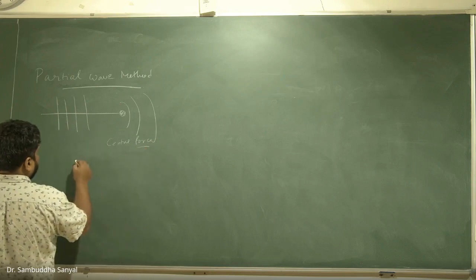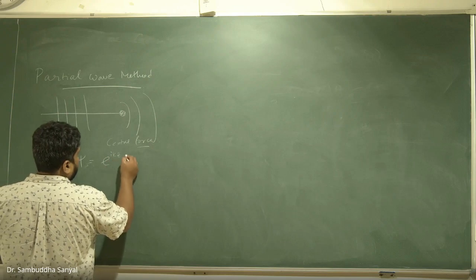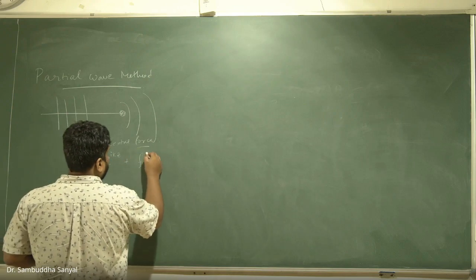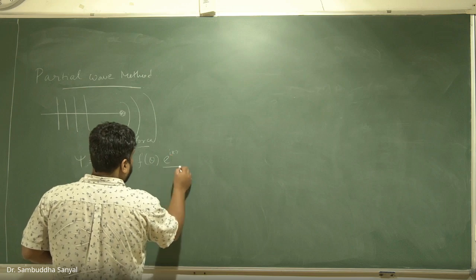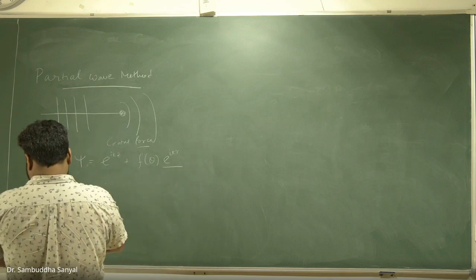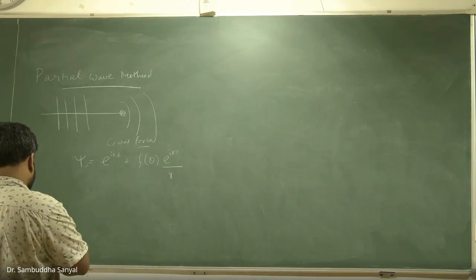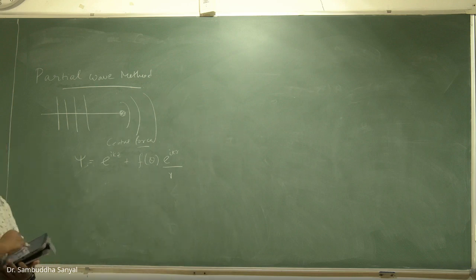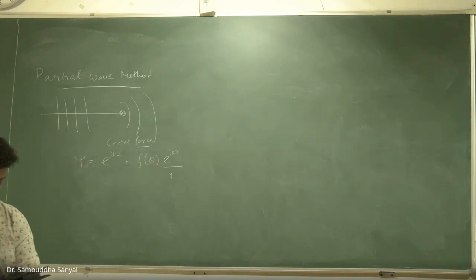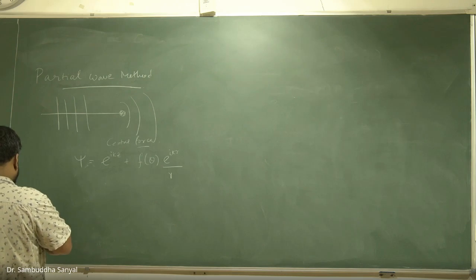So we can describe the problem as psi equals e to the power i k z, and because of central force there is no phi dependence, plus f of theta times e to the power i k r by r. That is the most general way to write spherical waves. And our main task is to find this f of theta.